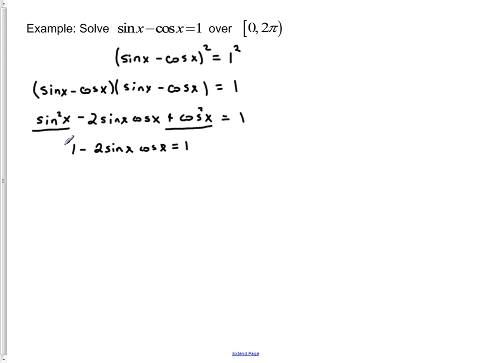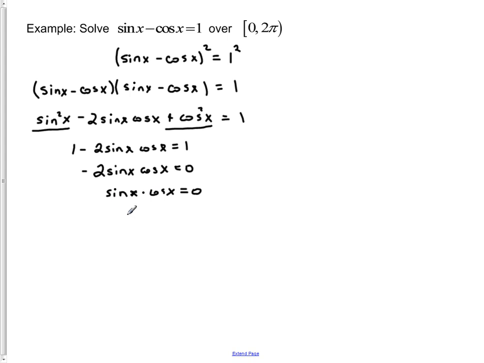Well, let's see if we can get this into any form. If we want to set it equal to 0, we would subtract 1 from both sides, perhaps to get this into a form that we can deal with. But if we do that, we get negative 2 times the sine of x times the cosine of x equal to 0. And dividing by negative 2 just gives us sine of x times cosine of x equal to 0.